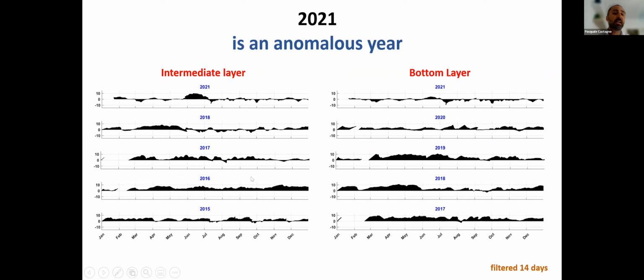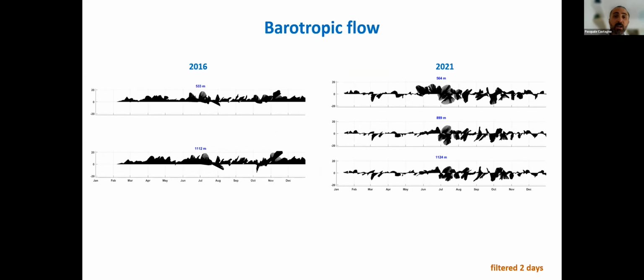But is this dynamics happening at every depth or just in the bottom and intermediate layer? Well, if we look at the stick diagram at different depths, this is, for example, 2016, this is 2021, but they are almost all the same. You can see that the current features you observe at the intermediate layer and the bottom layer are very similar. You can see the same oscillation at 500 meters, at 1100 meters. The same thing you can see also for 2021, even though it's totally different from other years.